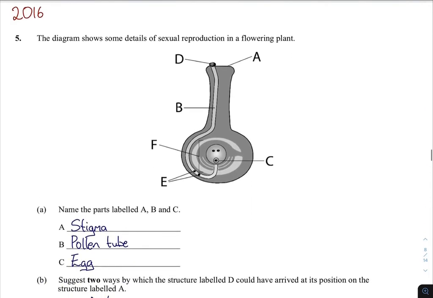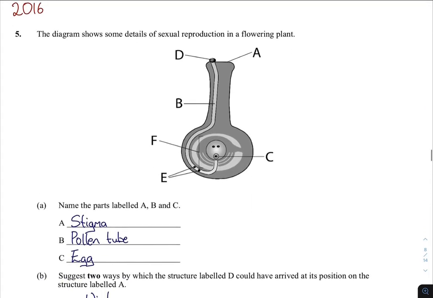So the diagram here shows details of sexual reproduction in a flowering plant, with named parts A, B, and C. A is up here, that's the sticky stigma, which captures the pollen, which is obviously D. B is this part here, that's the pollen tube, in which the generative nucleus will come down and divide by mitosis to form 2 sperm nuclei, which is E. And then C. Well, C looks like an egg, doesn't it?